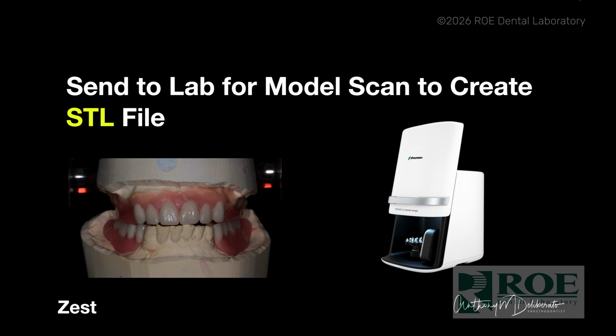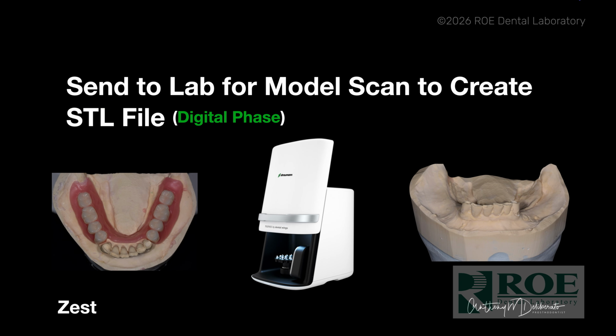So we're going to send the models to the lab. They're going to place these models in a lab scanner. And they're going to scan the lower model with the setup. And then they're going to scan the lower model without the setup, because our surgical guide is going to have to fit those teeth and fit the ridges perfectly in order to fabricate that surgical guide.